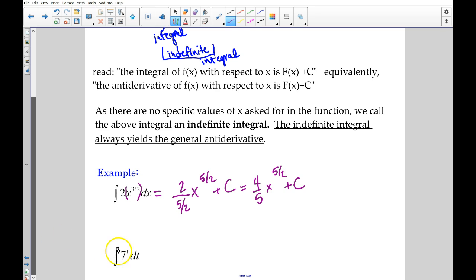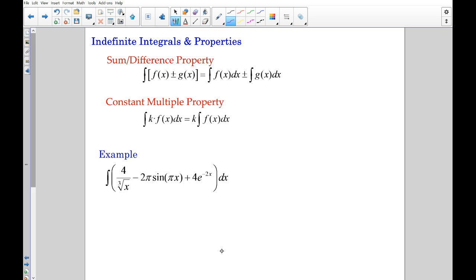For the antiderivative of 7 to the t, this one you might have to refer back to a formula sheet, but this is going to be 7 to the t times 1 over the natural log of 7 plus your constant. You can leave it like that. So just some practice with the notation. And now, in terms of properties that go along with an antiderivative, same sort of thing as differentiation.